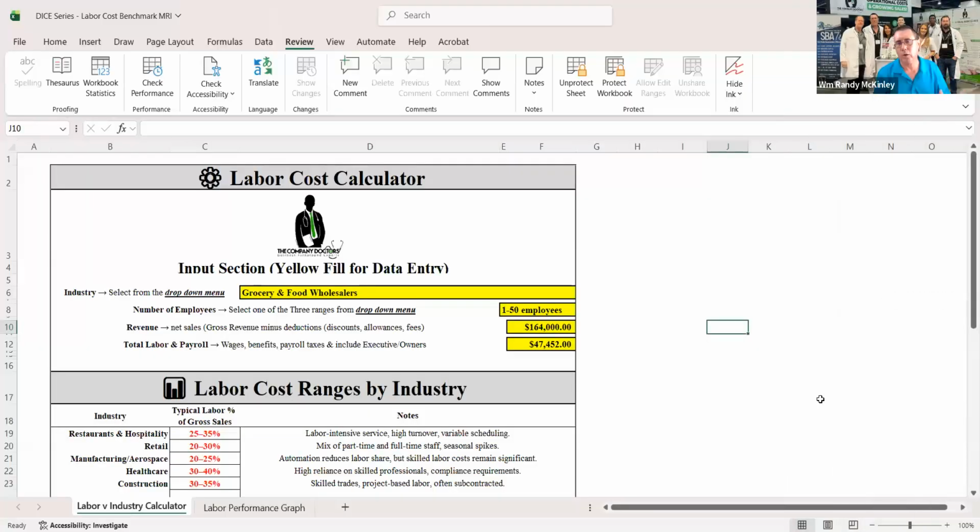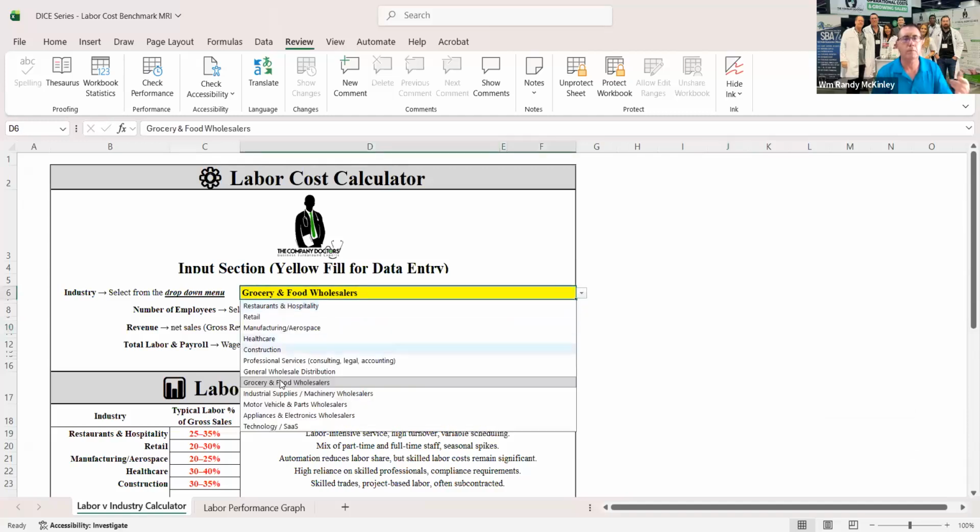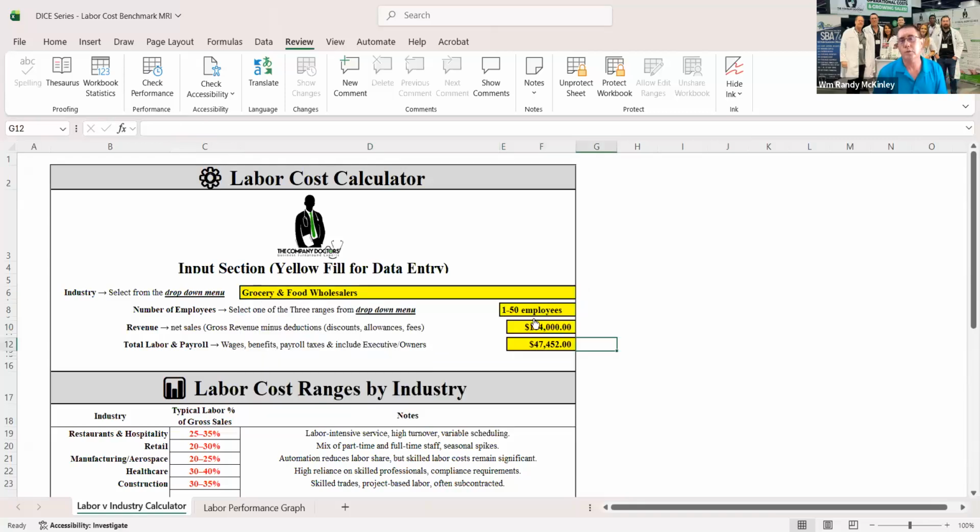Here's the labor cost calculator, or we call it our labor cost MRI. It's real easy. There's really four categories that you're going to fill in. Your industry, a drop down, not a problem. You can't break it. We have it locked down, so you just fill in the blank. So this was groceries, 1 to 50, or 50 to 250, or above 250.